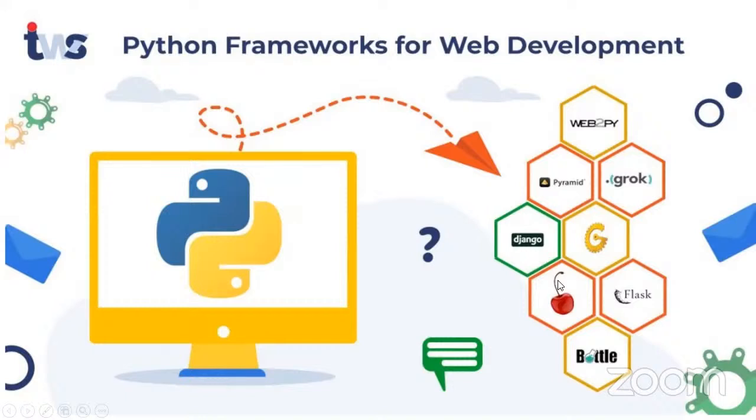We have CherryPy. This is also an object-oriented web framework. It allows web developers to build web applications in a similar way to how they would build any other object-oriented Python program. So CherryPy is ideal for developers who are looking for a minimalist approach with object-oriented design.